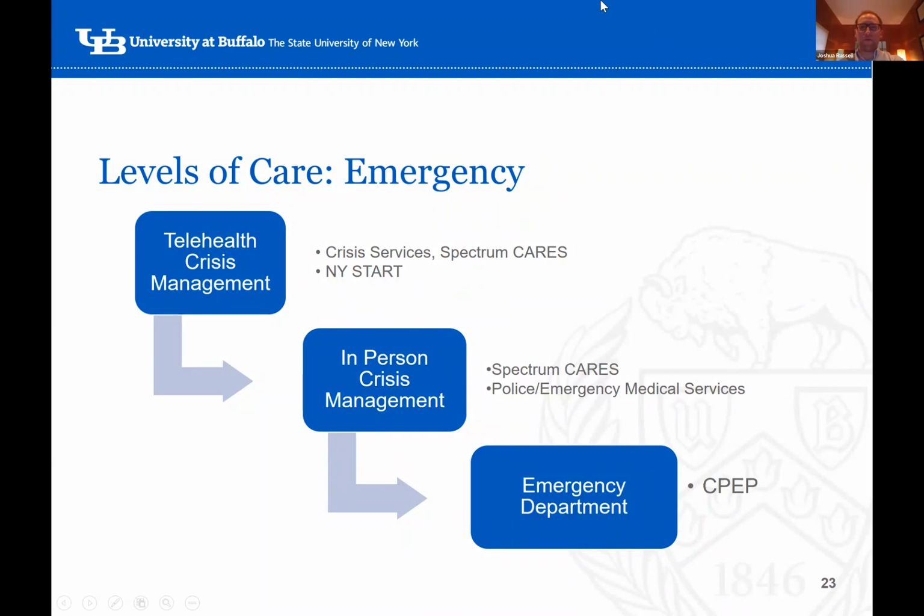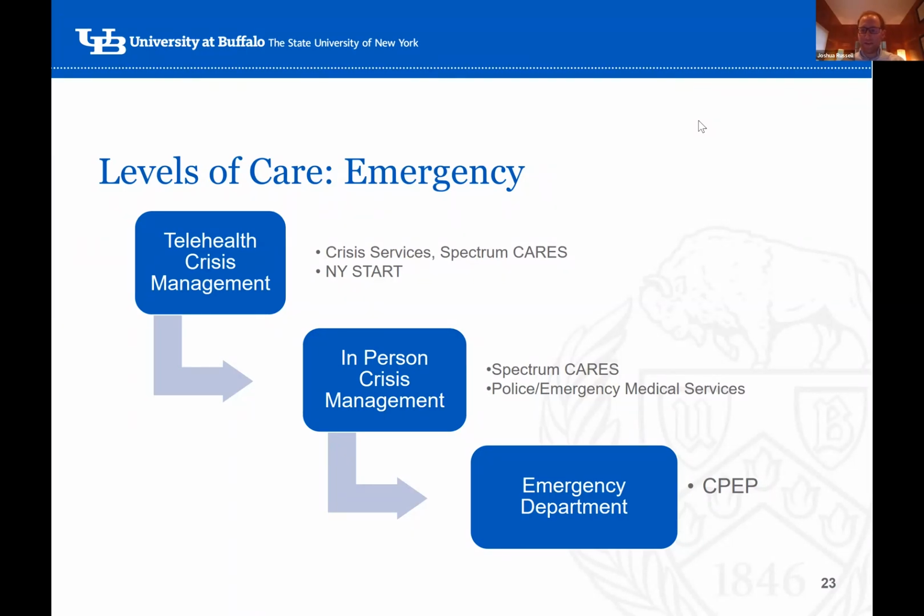Okay, so the last pathway we'll talk about is the emergency system. And a lot of people think that means going to the emergency room, and that's partially correct. But just like we try to help prevent kids from entering into inpatient systems, we also try to help kids and families navigate crises so they don't have to go to the hospital. And that starts with telehealth crisis management. So phone services that kids and families can access 24 hours a day to help work through a crisis.